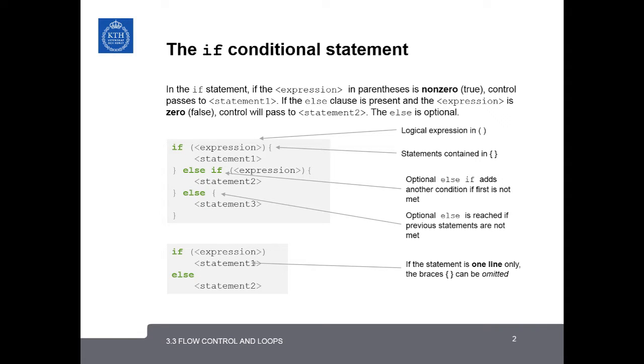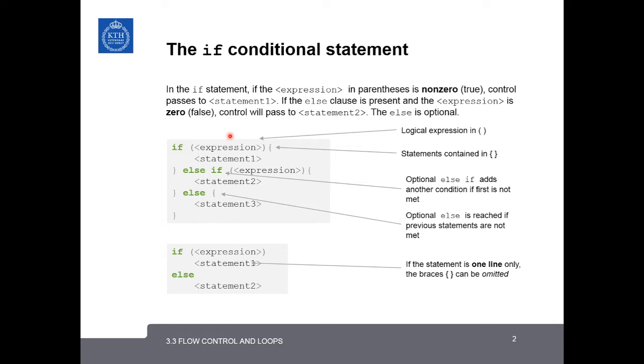In the basic syntax of the if conditional statement, we start with the keyword if followed by parentheses, which contains a logical expression. If that logical expression is true or non-zero, then control passes to statement 1, which is enclosed in braces. This is the only required part of the syntax. Beyond that, you have several other forms of the statement, including else if and else, which are completely optional.